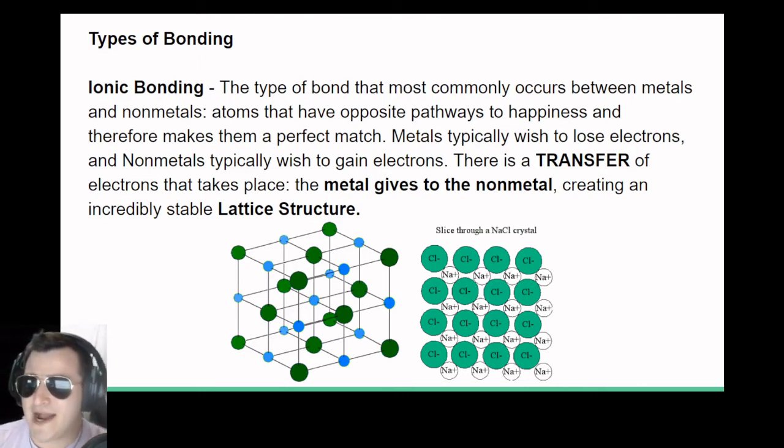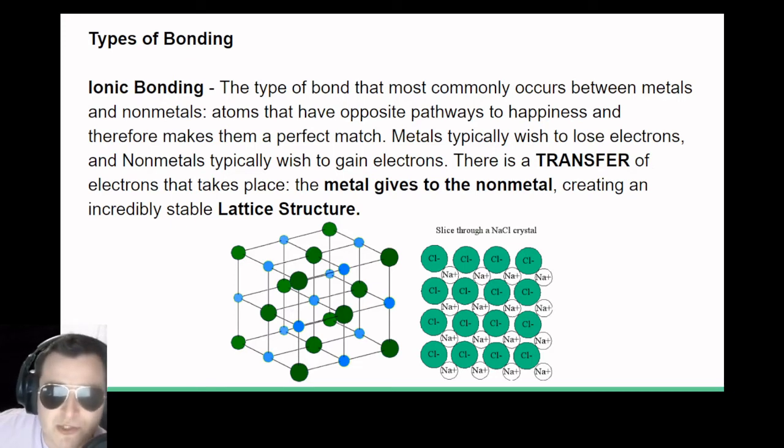Of course, ionic bonding is the transfer of electrons, typically from a metal to a nonmetal. Metals want to lose electrons, nonmetals want to gain electrons, which is why they're a match made in heaven. And because of this, it creates a very, very strong, tight bond, and they arrange themselves into a very tight-knit lattice formation where everyone is attracted to everyone around them. And as you can imagine, that's very hard to disrupt, as you can see at the bottom of your screen.